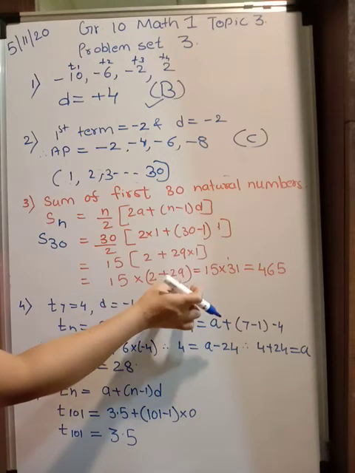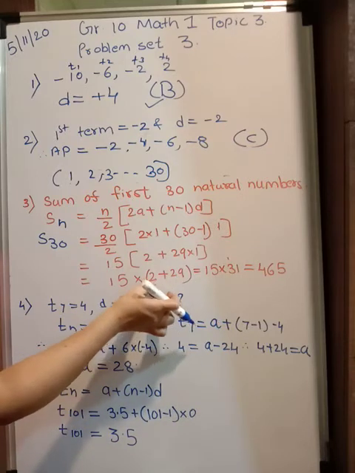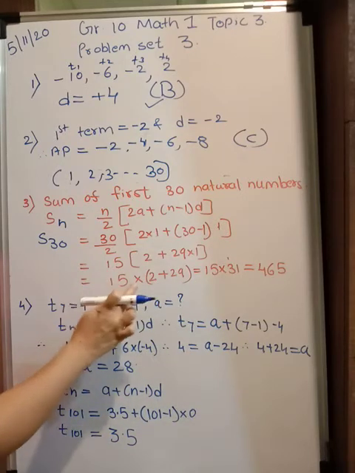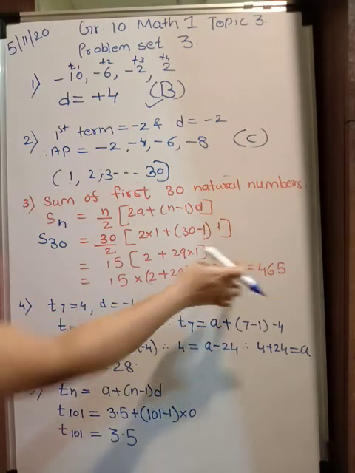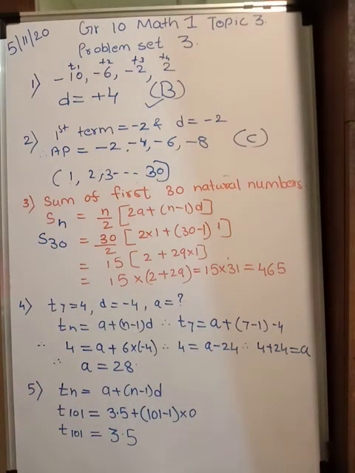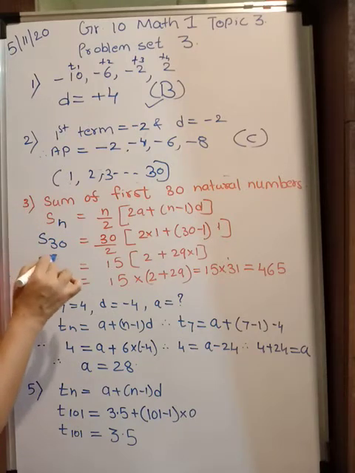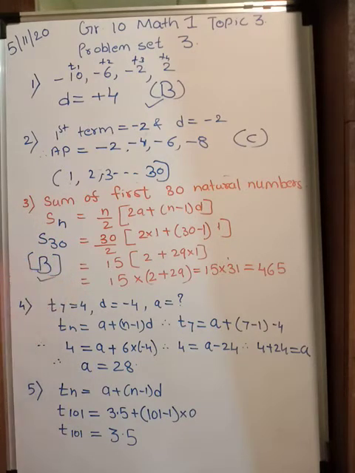29 into 1 is 29, 29 plus 2 into 15. That is 15 into this addition, which becomes 31. If you multiply this, you get 465. So 465 is option B. So here for answer 3, B is the correct option.